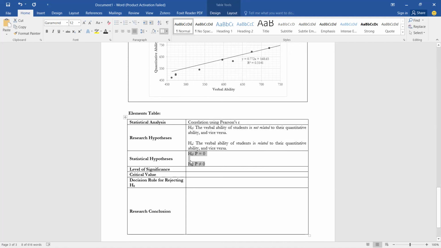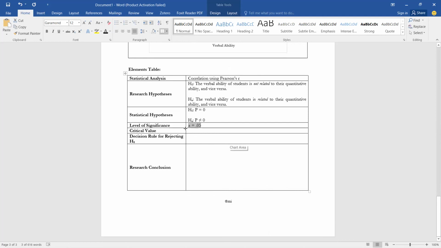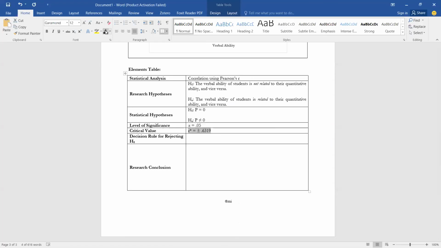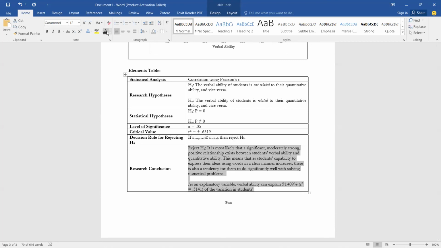The statistical notation, 0.05 as level of significance. Now critical value, we will need DF, which is 8, and 0.05, which is your level of significance. So let's see the table. So that's 8, right? And 0.05 for two tails is 0.6139. So let's see if that's what I wrote. Yeah. So decision rule na lang. Pag mas mataas, if the Pearson's R we computed of 0.71 is greater than 0.6319, then we reject HO, which evidently it is. Yeah, so we reject HO.